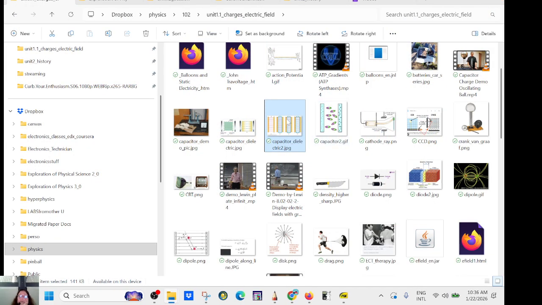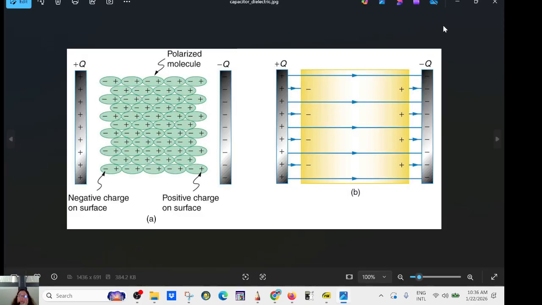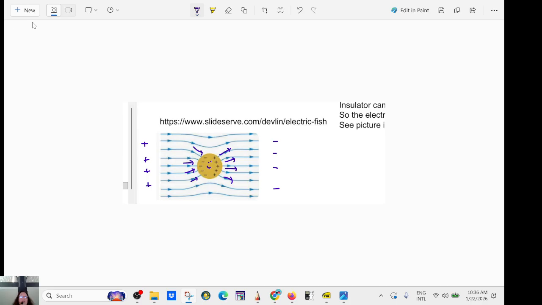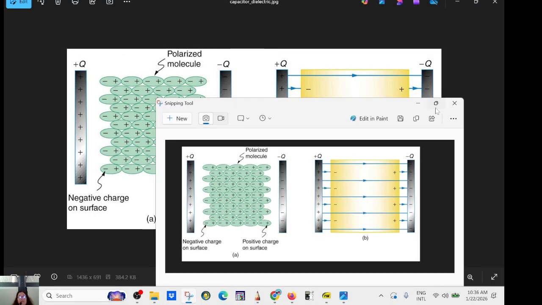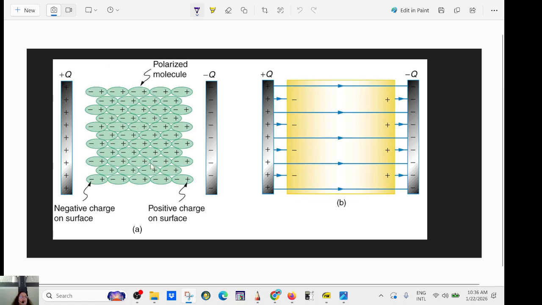It's not a great picture. Let me show you, this picture is much better. Okay, so you have the electric field here. This is called a dielectric. So a dielectric is a material which is an insulator, so the electrons cannot move inside, but the molecules can get polarized. So they can be squeezed, right? You see that they are squeezed?